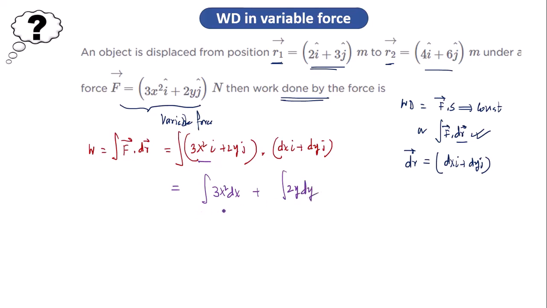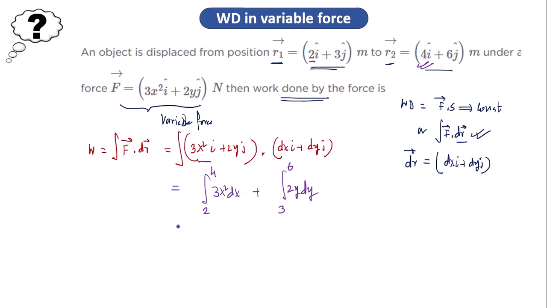Now here I have to put the limits of x. In order to calculate the limit of x, the initial x coordinate is 2 and the final coordinate is 4. Initially the particle is at the x equals 2 location, and finally the particle goes to the x equals 4 location. So the initial value is 2 and the final value is 4. Similarly, the initial coordinate for y is 3, and the final limit for y, that is the upper limit, will be 6.